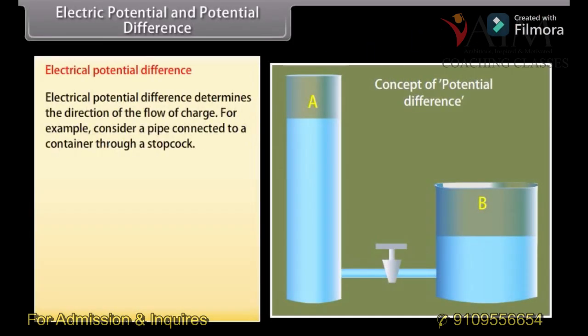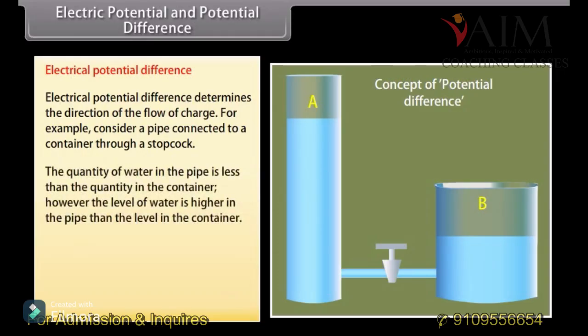Electrical potential difference. Electrical potential difference determines the direction of the flow of charge. For example, consider a pipe connected to a container through a stop cock. The quantity of water in the pipe is less than the quantity in the container. However, the level of water is higher in the pipe than the level in the container.